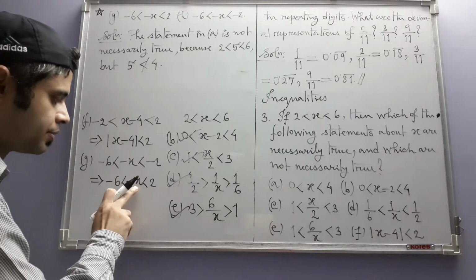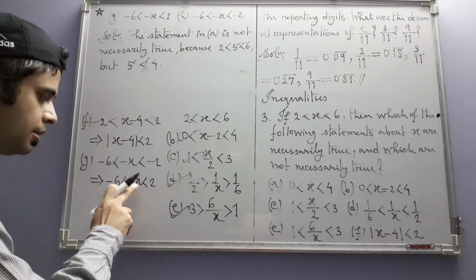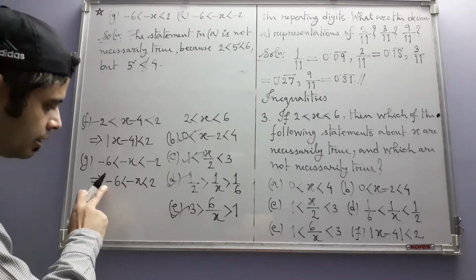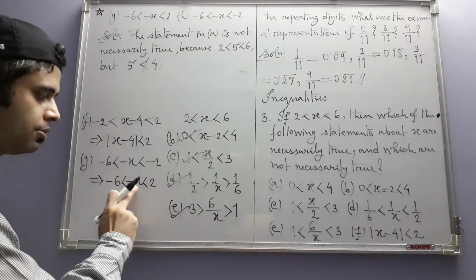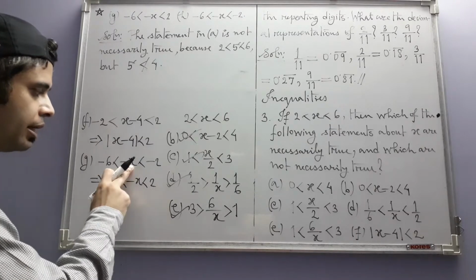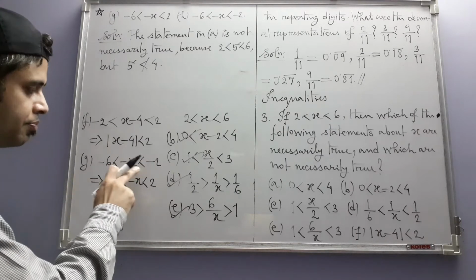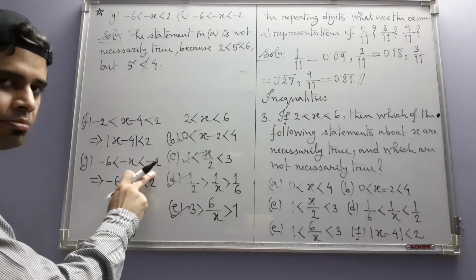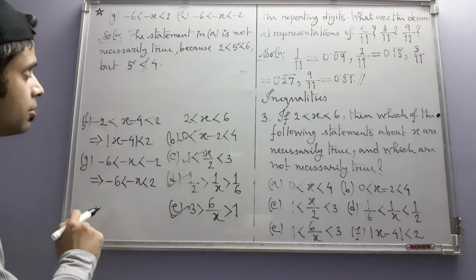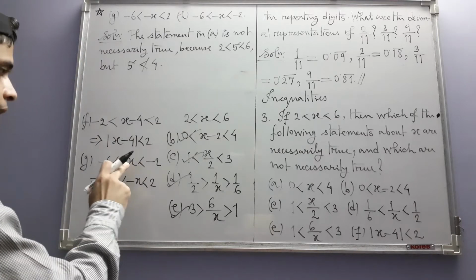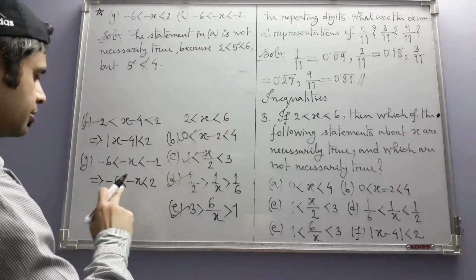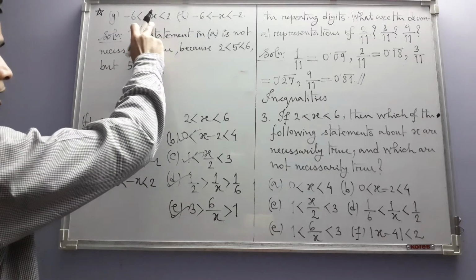For example, you can substitute 0 for x. Then these inequalities are true. Minus 6 is less than 0, that is less than 2. However, here you cannot take 0, because this second inequality will be false. But that's not what we want. We want this one, and this is a consequence of these inequalities ultimately, and that's why we are getting this.